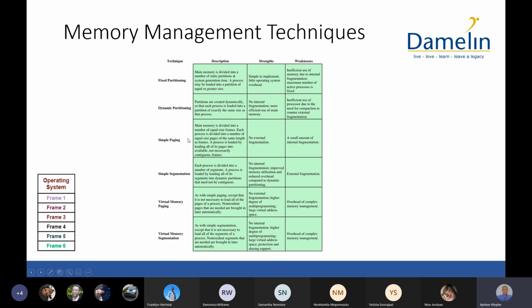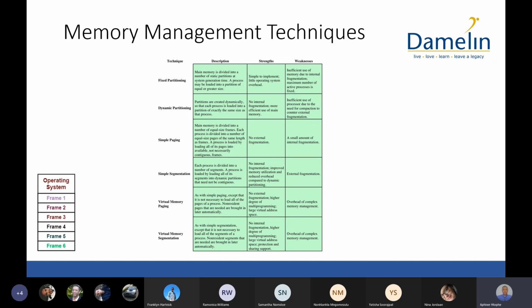Simple paging: main memory is divided into a number of equal size frames. Each process is divided into a number of equal size pages of the same length as frames. The process is loaded by loading all its pages into available, but not necessarily contiguous, frames. Simple paging uses the method of fixed partitioning. The RAM is divided into 6 frames, and the process is divided into pages of equal size as the frames. That is simple paging, which we spoke about earlier.